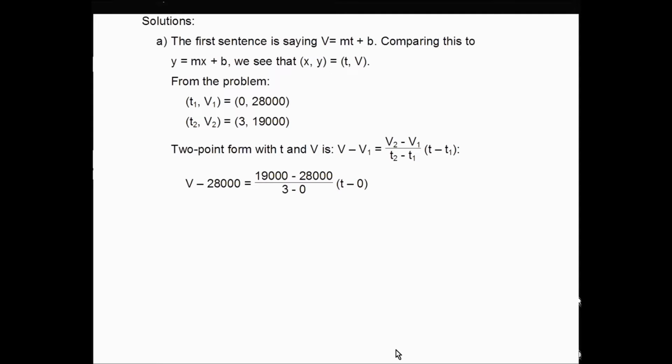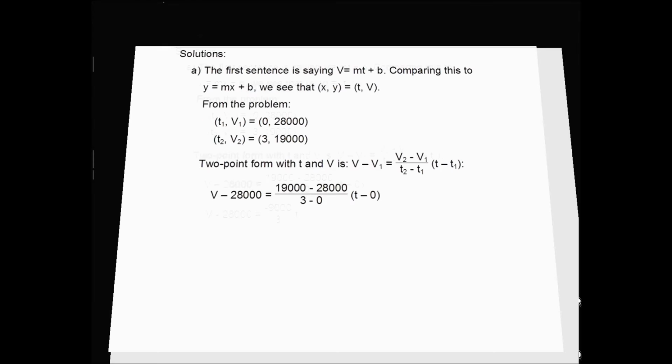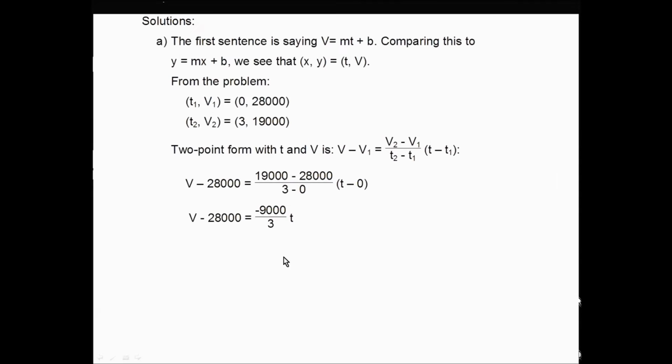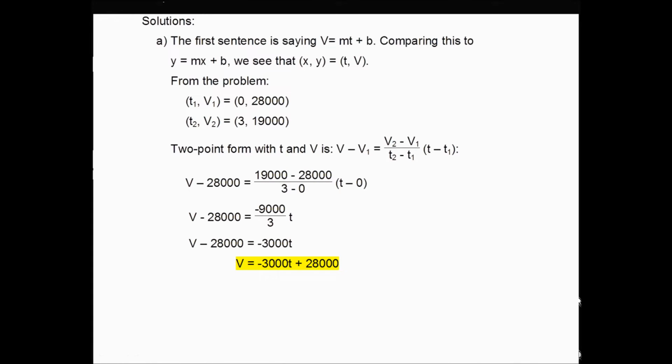Again, be very careful. Make sure you plug the correct numbers in the correct location. t minus 0 is going to be t. 3 minus 0 is going to be 3. 19,000 minus 28,000 is going to be negative 9,000. This will reduce: negative 9,000 over 3 is negative 3,000. And then to solve for v, just add 28,000. There's the answer to part A. v is equal to negative 3,000t plus 28,000. Notice, what we would call the v-intercept is the value of the car when new. The slope of negative 3,000 says that the car loses $3,000 in value every year.